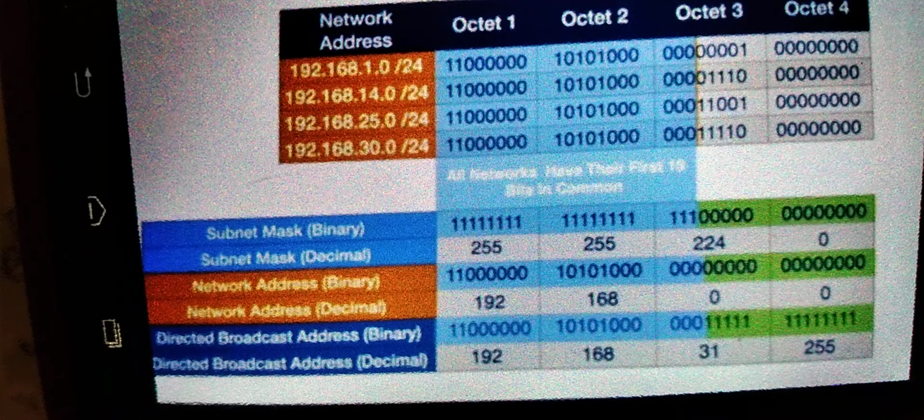The first octet to decimal, all ones, so that would be 255. Second octet, all ones, so that's 255. Now, let's see about the third octet, since there were differences. I've got 3 ones, 5 zeros. Remember our column headings, we're saying 128 plus 64, which is 192, plus 32, that gives us 224. So the subnet mask has a 224 in the third octet.